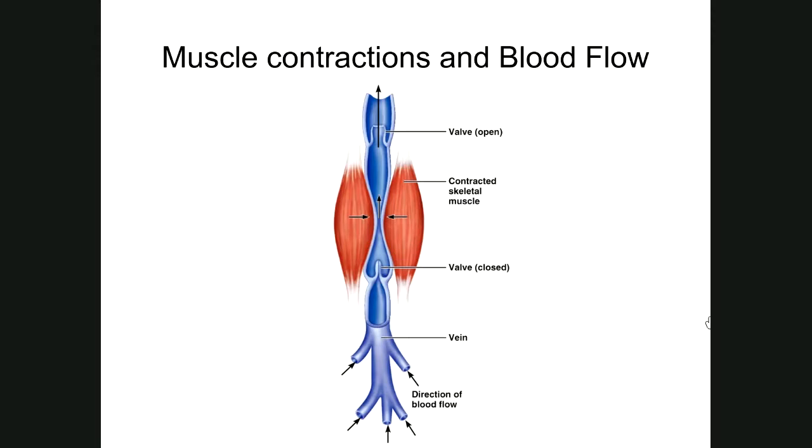Pulse pressure is the difference between systolic and diastolic pressure. So if you had a normal or average blood pressure of 120 over 80, the pulse pressure is going to be the systolic, the 120, minus the diastolic, 80, which is 40. So the driving force is 40 millimeters of mercury pressure that keeps blood moving into your body.